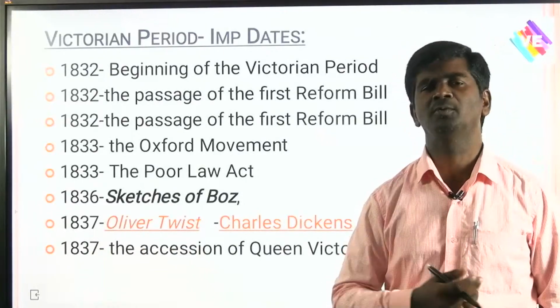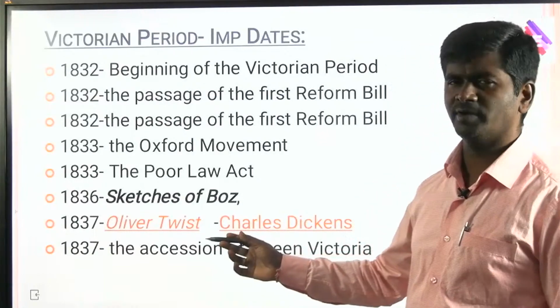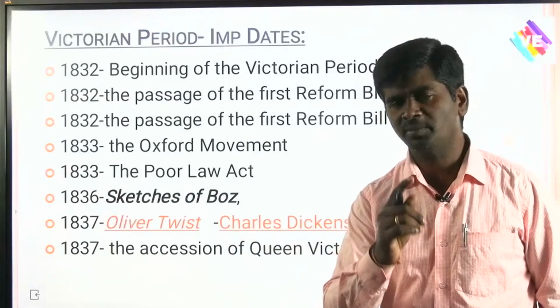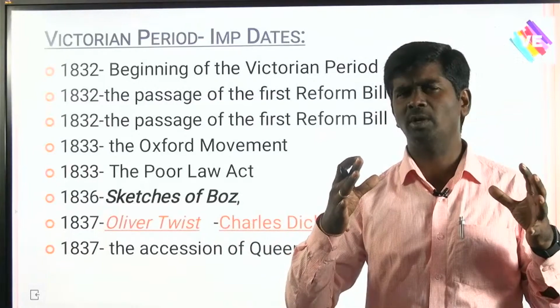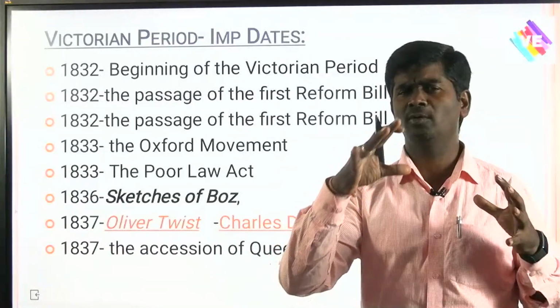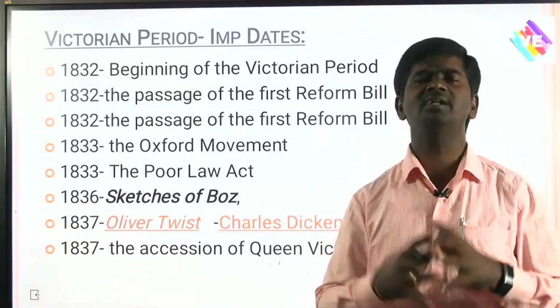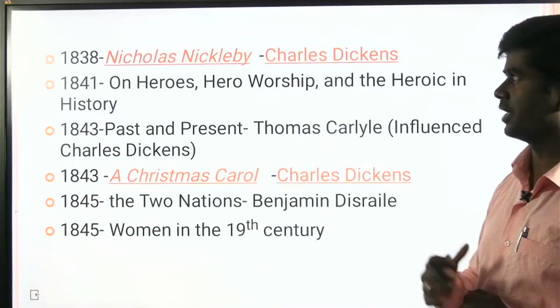And 1836, Sketches by Boz, the first novel composed by Charles Dickens. Boz, as I told you, is the pen name of Charles Dickens. Oliver Twist, 1837, and the accession of Queen Victoria. The period from 1837 to 1901, where Queen Victoria became the ruler of England and she died in 1901, is considered the reign of Queen Victoria.